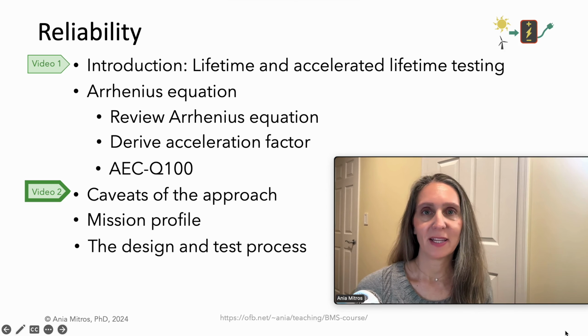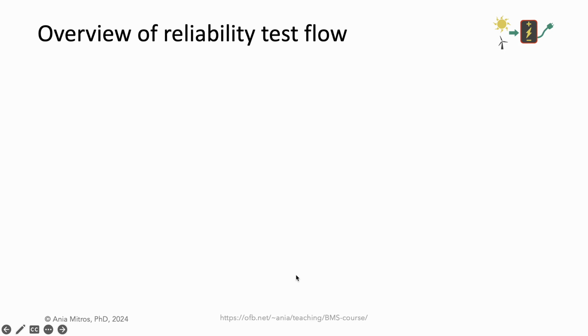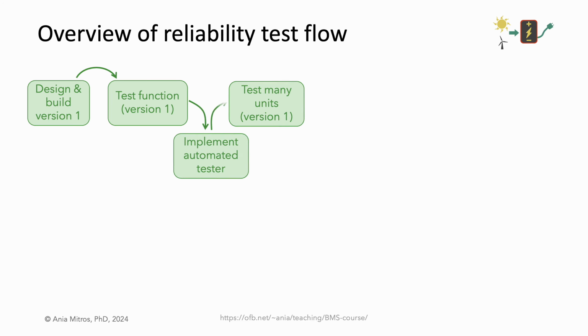At this point, let's discuss how reliability testing fits into the overall design and test process. First, let's consider an idealized reliability test flow. We design and build the first version and test the basic functions. Then, test the population. It's often too time-consuming to test multiple units manually, so we need to design and build an automated tester. We bake this population of tested units to emulate aging. In standard accelerated lifetime testing, the longest bake is about 40 days.